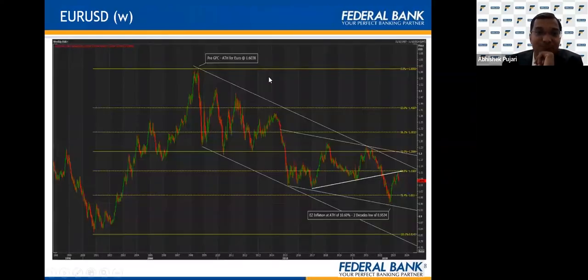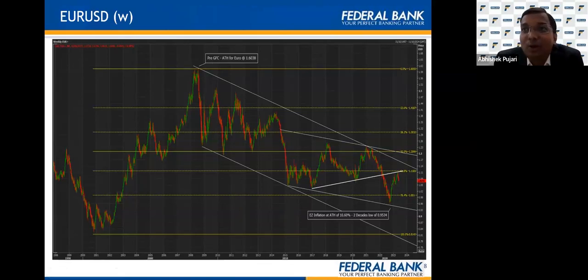Moving on, this is quite an interesting chart. This is of EURUSD. This chart consists of the entire life cycle of the euro. The euro came into existence on 1st of January 1999, and as the dot-com bubble struck, it made an all-time low of around 0.81 levels, which we can see over here in 2001.